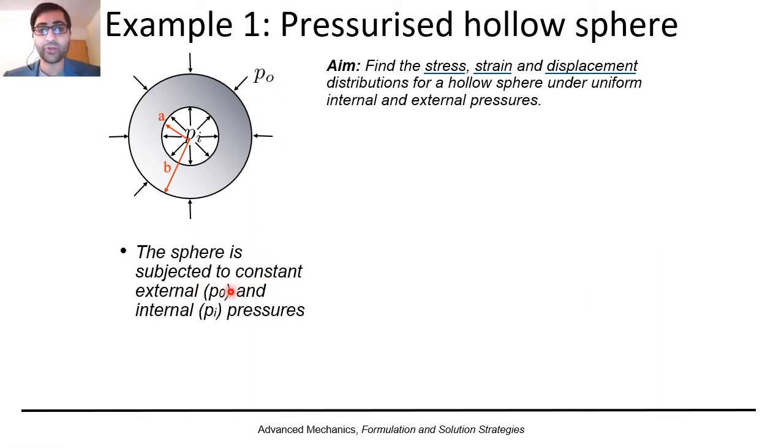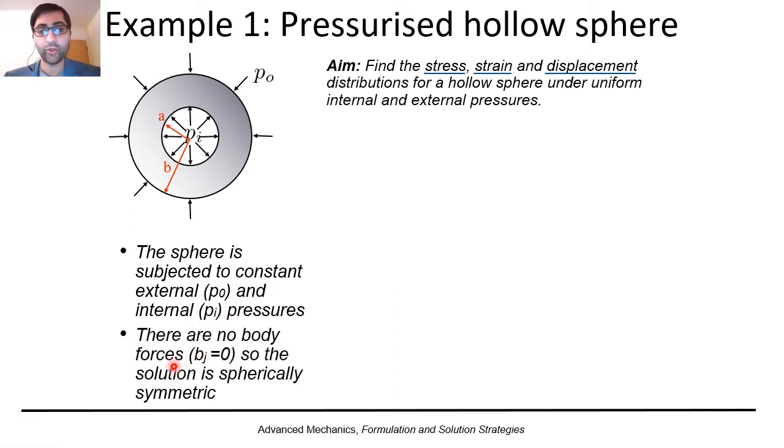The sphere is subject to constant external and internal pressure, and there are no body forces. B is equal to 0. So the solution is spherically symmetric. When the solution is spherically symmetric, there is no variation along theta and phi in spherical coordinates. So partial theta is equal to partial phi equal to 0. We're going to see more about the spherical coordinate in the next few slides.